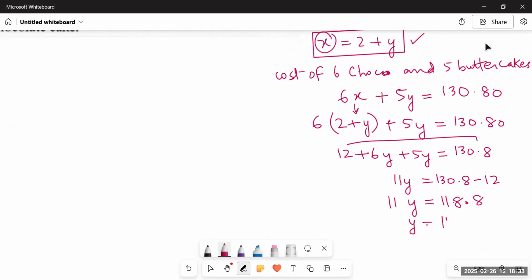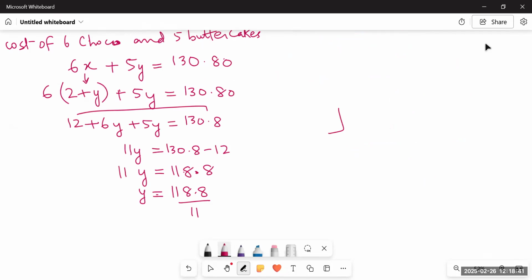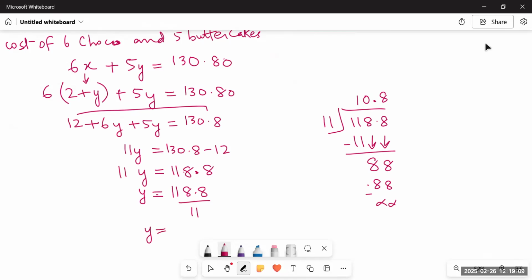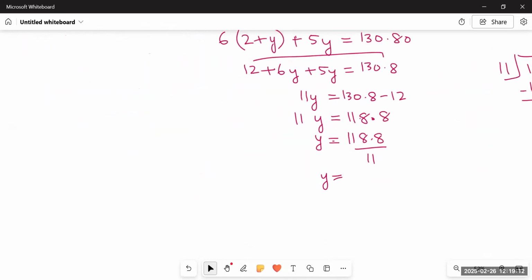So what will I do next? We will divide 118.8 by 11. 11 ones are 11. Then we will put 8 down. But since we cannot divide 8 by 11, we will put a 0 over here. And then we will put another 8 down. And since there is a decimal point, we'll put a decimal over here. Then we will divide it like this. 11 8s are 88. So the answer to this would be 10.8. It means y is equal to 10.8.